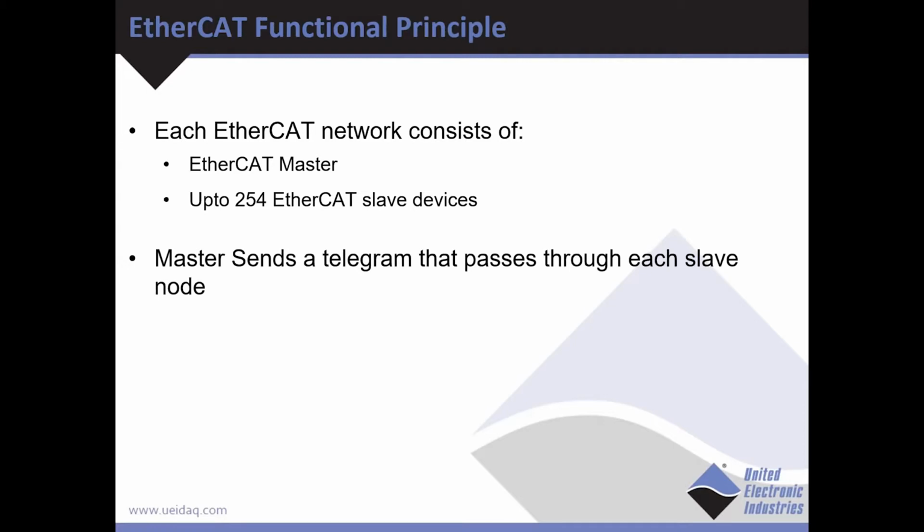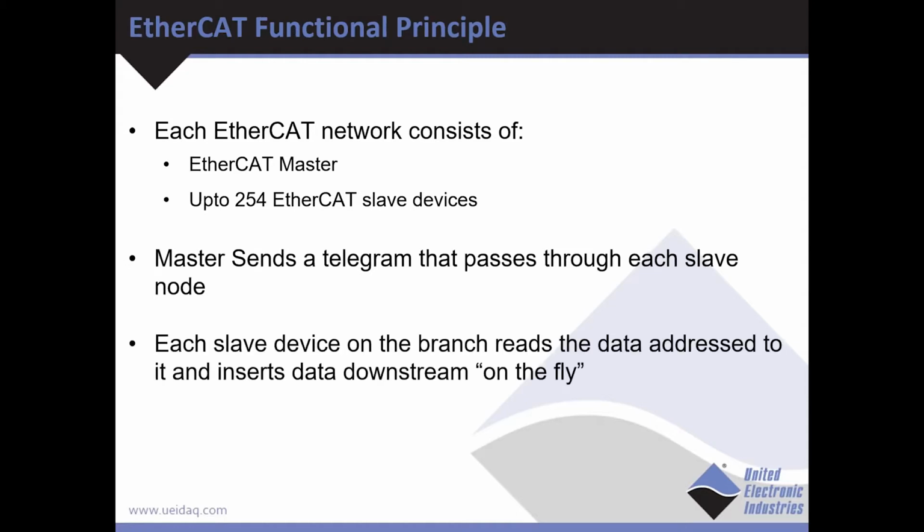These telegrams, the EtherCAT data packets, are just UDP packets. What differentiates them from regular UDP packets is the addressing scheme. The addressing scheme for EtherCAT packets is different from a standard UDP packet. So the EtherCAT packets are not really compatible with a regular Ethernet network, but the structure is very similar to how a UDP packet would look.